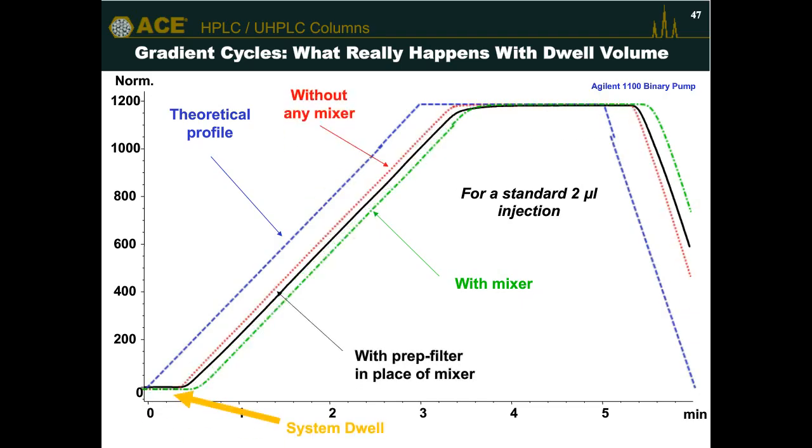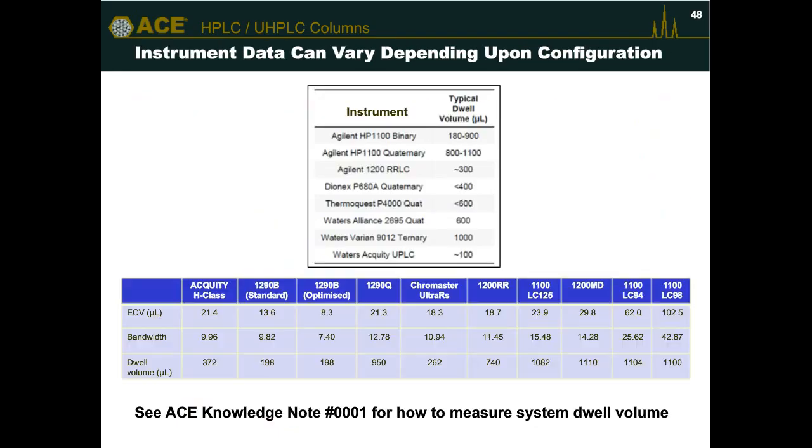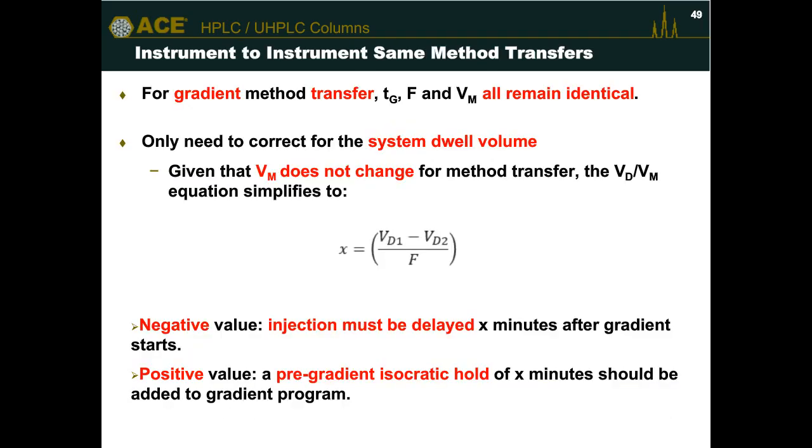So the analytes see a different gradient profile because they see a different isocratic at the start. And you can see here just some typical values, but I would suggest you measure the dwell volume for your specific instrument. It can vary depending on whether you change the mixture, whether you change the tubing, things like that as well. So what we need to consider is if the dwell volume between one system is different to another.